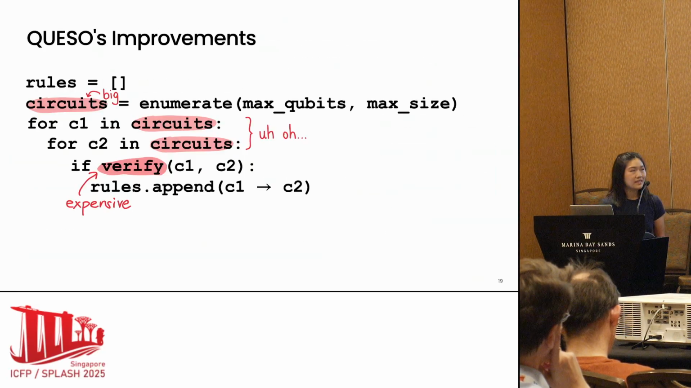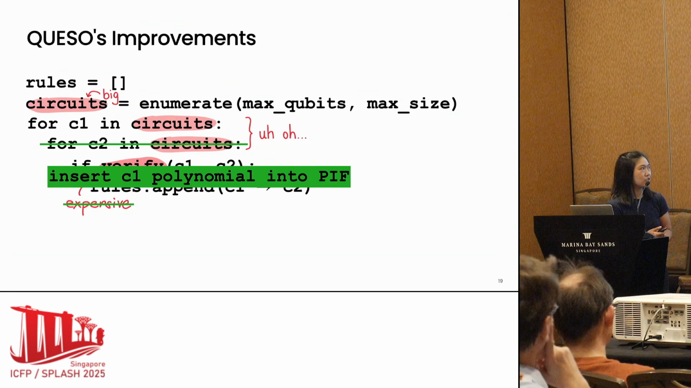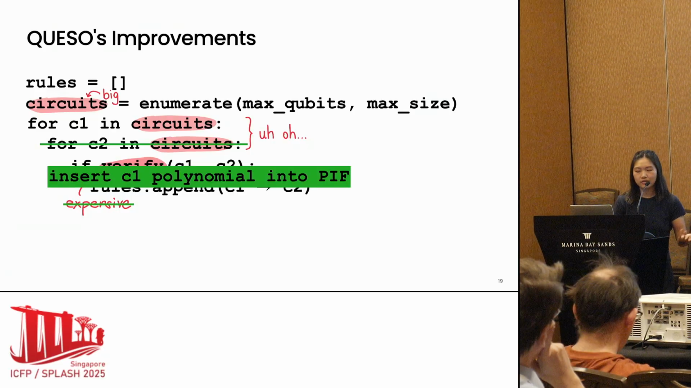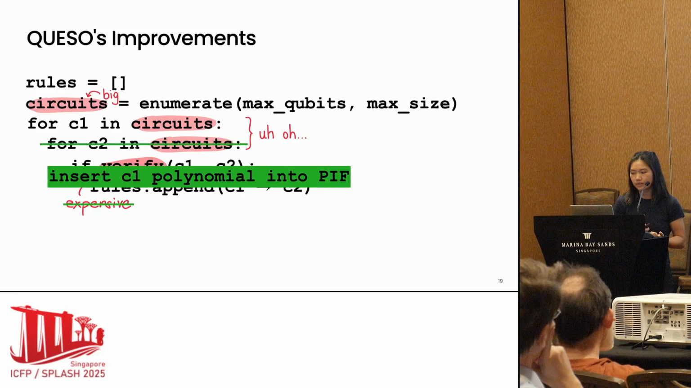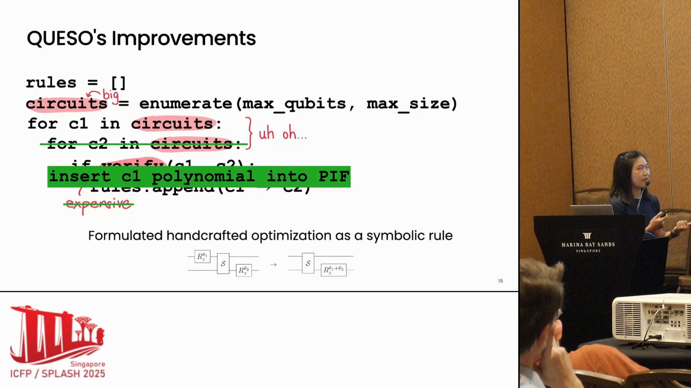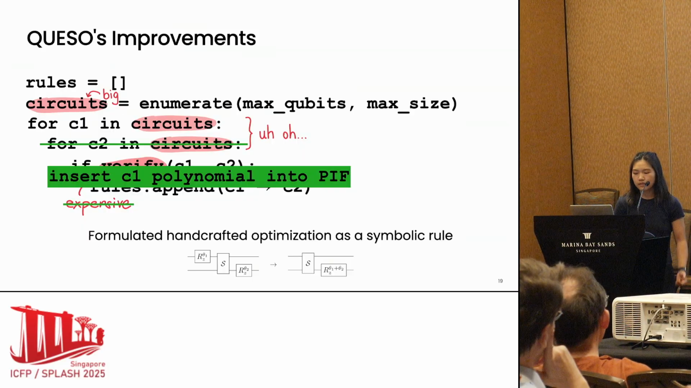So if we revisit our algorithm and look at where the improvement is, we don't have this nested loop anymore. You just enumerate your circuits and insert them into this data structure. And so instead of having a quadratic algorithm, you just need to do a linear pass through all these circuits. And the nice thing is that we have this handcrafted optimization as a symbolic rule, and we have a way of representing its semantics and checking if they're equivalent.